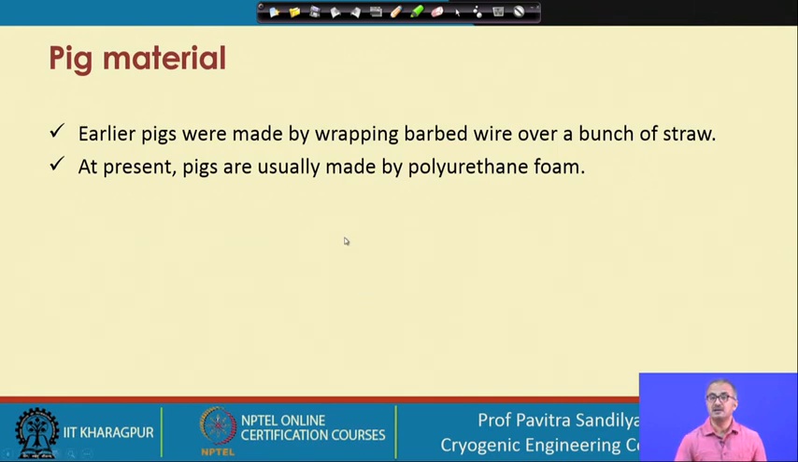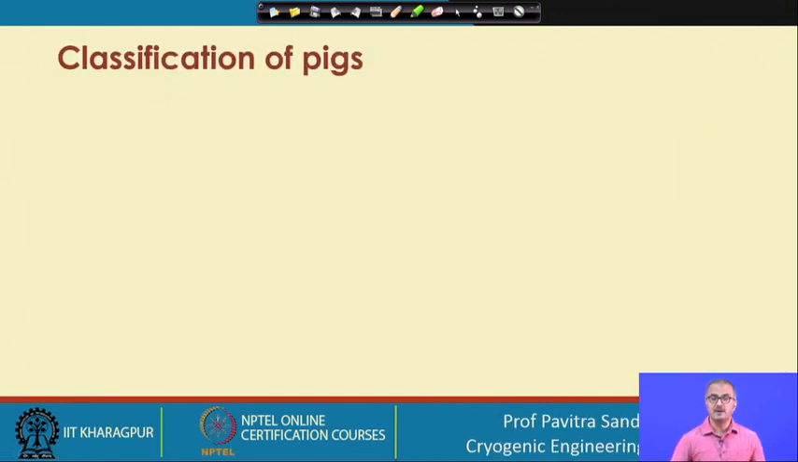Then there are various types of pig materials. Earlier, as I told you, it used to be a barbed wire which was wrapped around some kind of bunch of straw, and that is how that name came about. But nowadays these pigs are made from different types of polyurethane foam. And here we have some classification of the pigs depending on the work they are supposed to do.